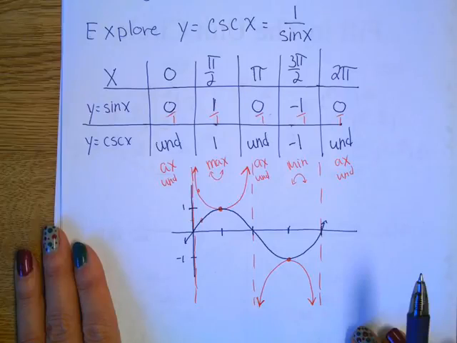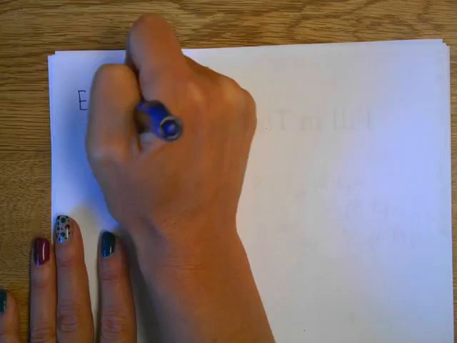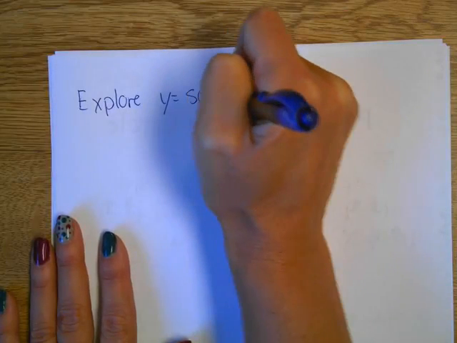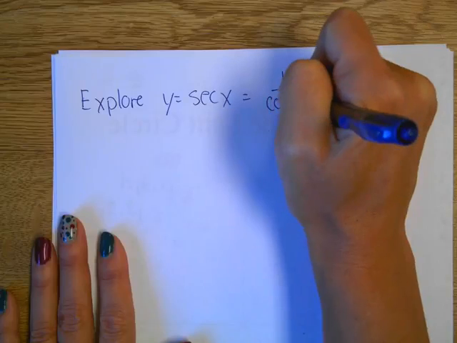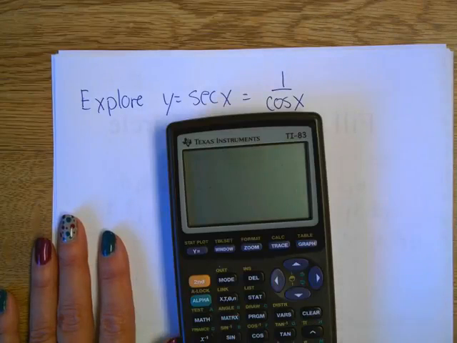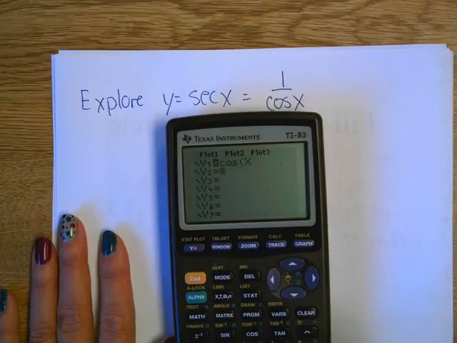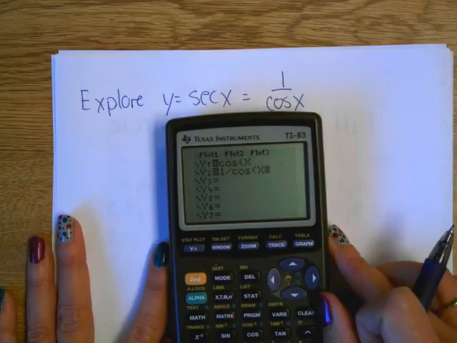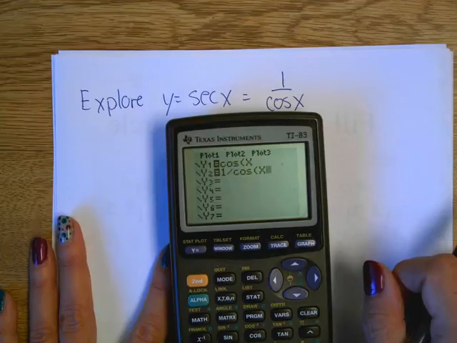All right, let's take a look at secant now. We will explore y equals secant x. And how are we going to graph secant? 1 over cosine. So take a look. Here's cosine, and then 1 divided by cosine x. Since they're directly related to each other, I'm going to graph both of them.